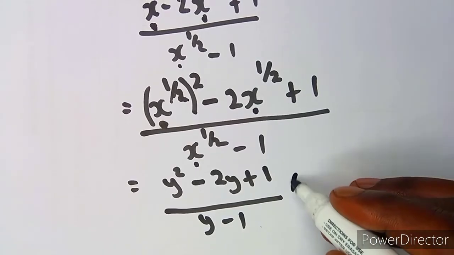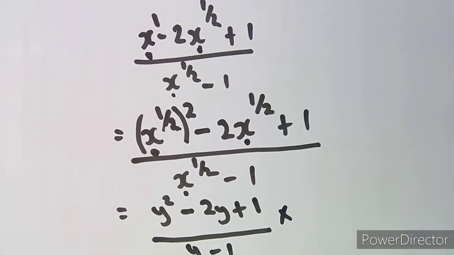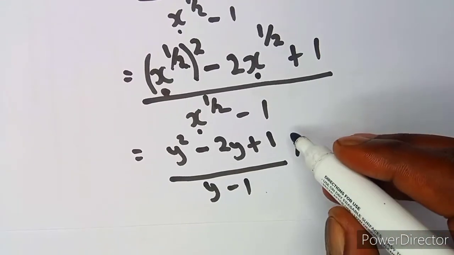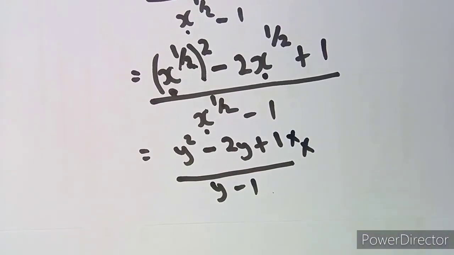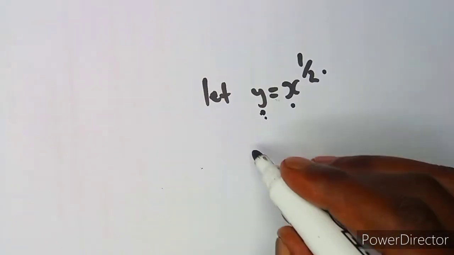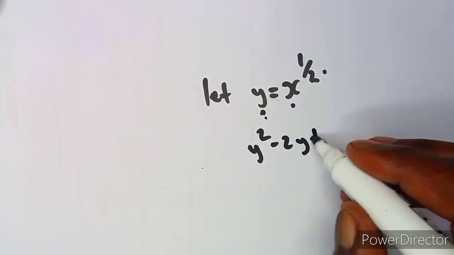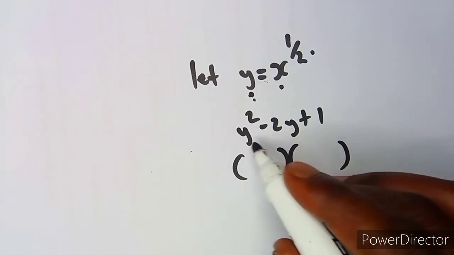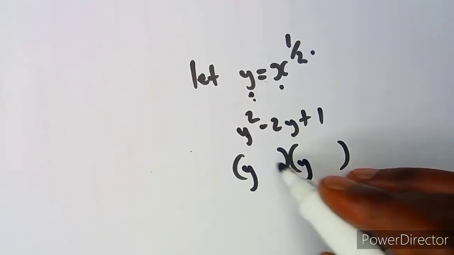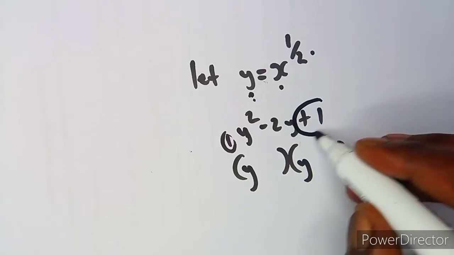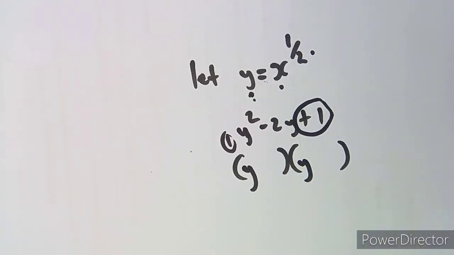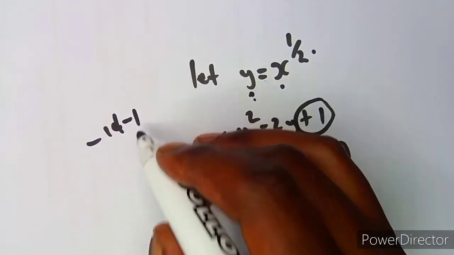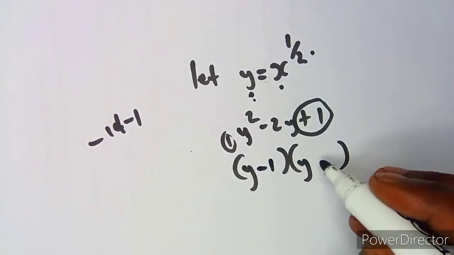So we have interchanged this to write it in terms of y. As we can see from this part, we have to factorize. We have y squared minus 2y plus 1. So we have to at least factorize this. That is, we have y and y, since the coefficient of y squared is 1. Focusing on this one, what are the factors of 1 that we add to obtain minus 2? This one is minus 1 and minus 1. So we are going to have y minus 1, y minus 1.